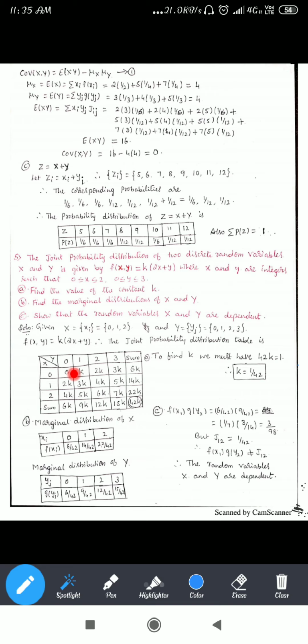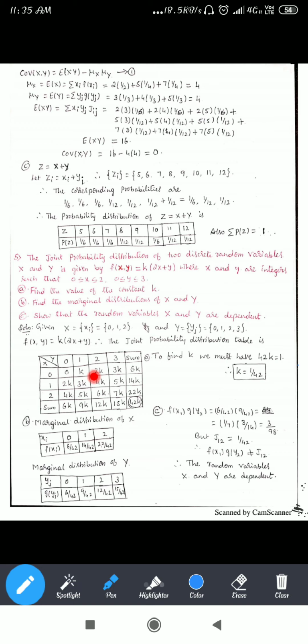Next, so main thing is to find k. To find k, we need JPD. So we are writing JPD, joint probability distribution. With the help of JPD, we're going to find k. Next, when x is 0, y is equal to 1, what happened? k of 2 into 0 plus 1, so you'll get k itself. Next, when x is 0, y is 2, you'll get 2k. When x is 0, y is 3, you'll get 3k. Same thing, when x is 1, y is 0, you will get k into 2 into 1, so it is 2k. So like that, just substitute the values of x and y so that you will get joint probability.